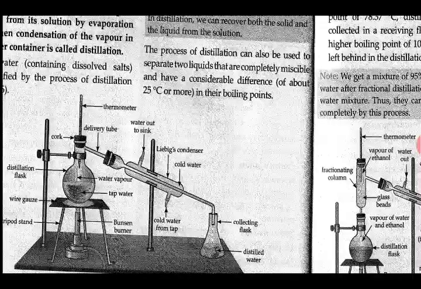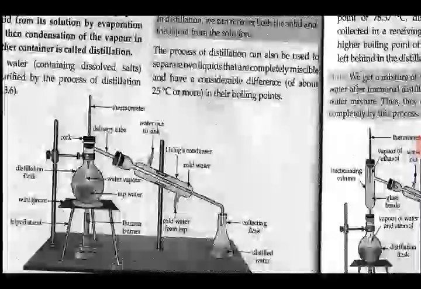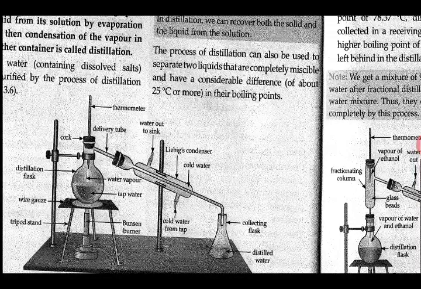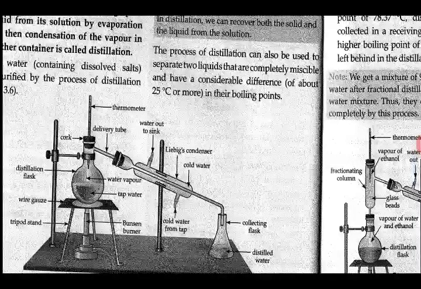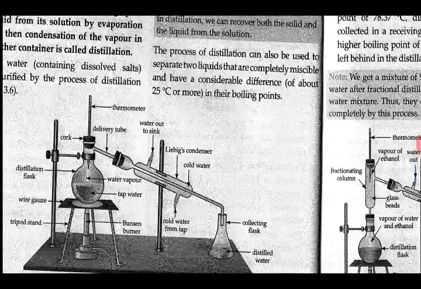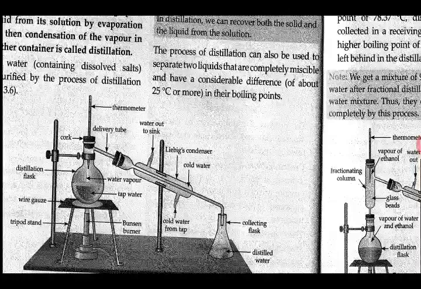That is, we are using a distillation flask, then a little big condenser. It is mounted on a Bunsen burner. This is just to demonstrate, and in distilleries we have big plants of distillation, but the principle behind is that both the things are being recovered, both the liquid and the solid.